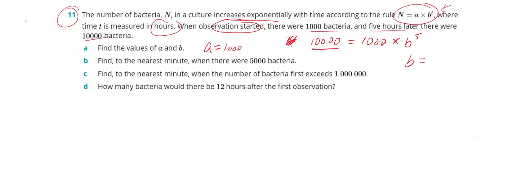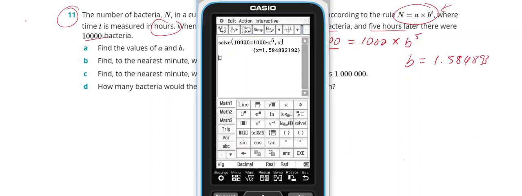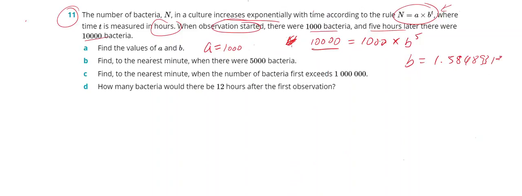So b equals 1.584893192. Now the reason why I'm putting enough decimal places is because I know I'm going to use this answer for further calculation. So these will be affected if what I've drawn from here is not accurate enough. If I use 3 decimal places, you're going to get all these answers wrong. Okay, so you've got to be really careful.